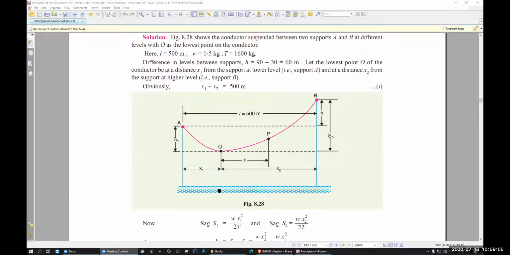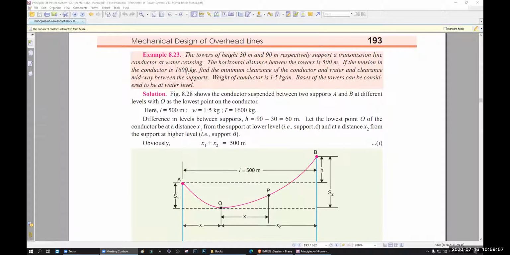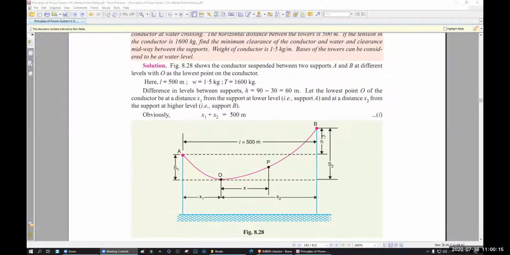Okay, the horizontal distance between towers is 500 meters. That is the width of the river. If the tension in the conductor is 1600 kg, find the minimum clearance of the conductor and water and the clearance midway between the supports. Remember, now the sag will not occur at the middle, right?